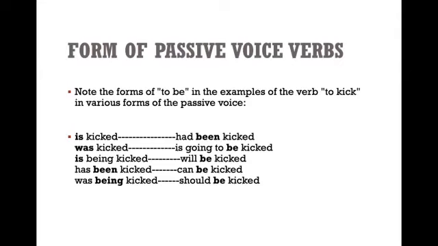Now note the forms of to be in the examples of the verb to kick in the various forms of the passive voice. So we have is kicked, is being kicked, has been kicked, and was being kicked. And then we switch over to the verb to be specifically: had been kicked, is going to be kicked, will be kicked, can be kicked, and should be kicked. Almost always these are going to be the passive voice.